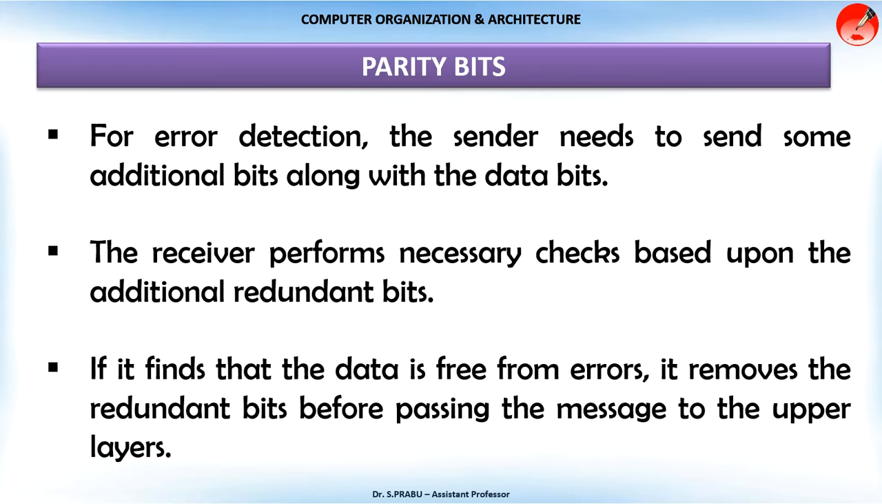So to detect errors during transmission, the sender adds some extra bits along with the original data. These extra bits are called parity bits. At the receiving end, the receiver uses these additional bits to perform checks and verify the correctness of the data. If the data is found to be error-free, the receiver simply removes the extra bit, that is the parity bit, and passes only the actual data.